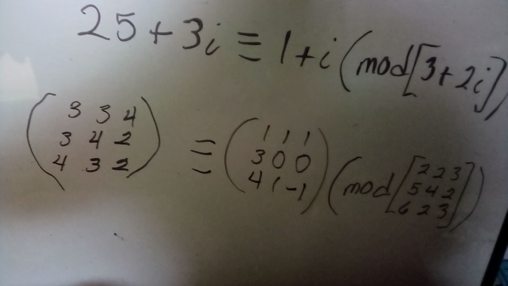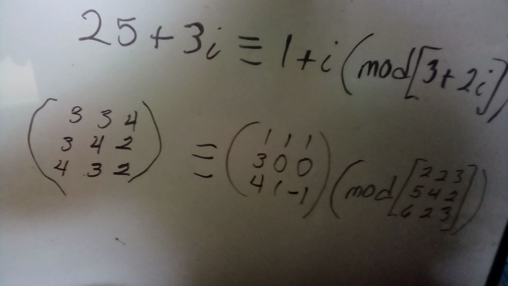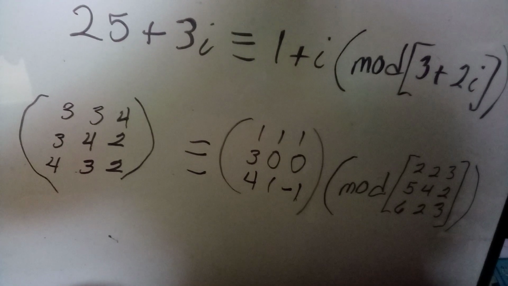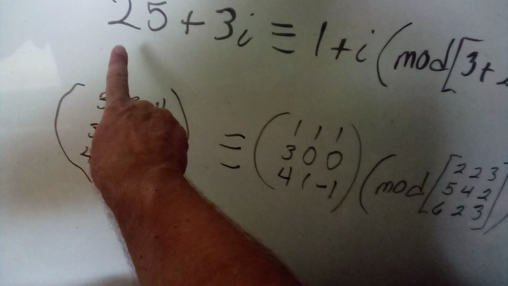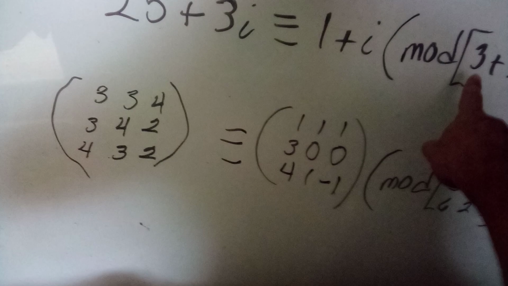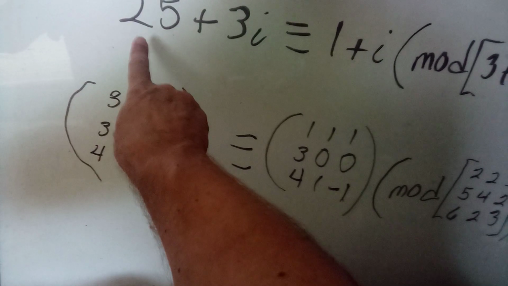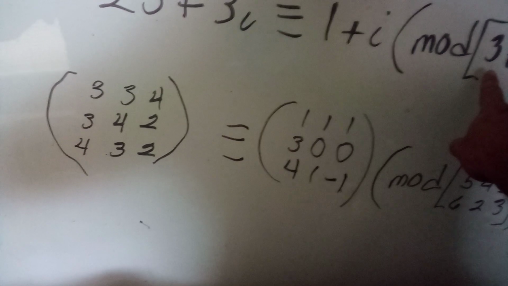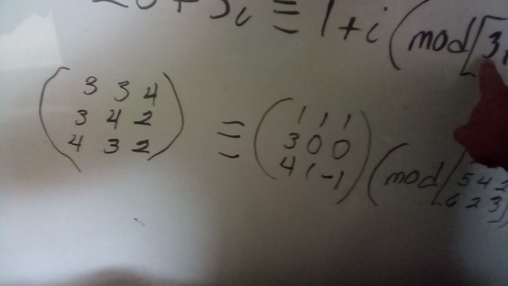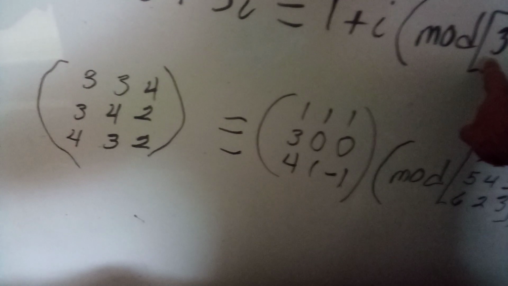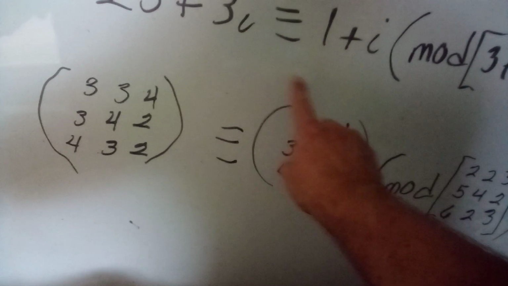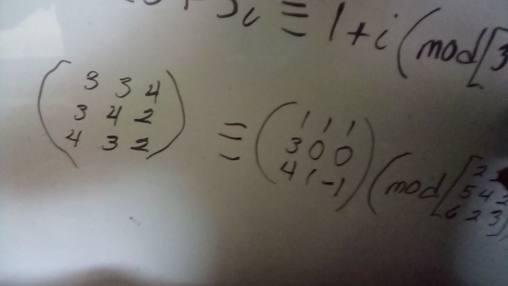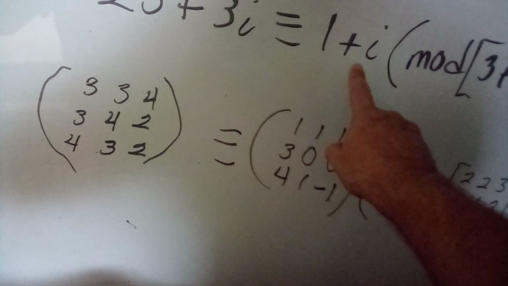Now, in cases like this, in the complex or hypercomplex cases, we take each corresponding part to the corresponding part in the modulus. So in other words, this 25 is real, so we find the remainder when divided by 3, that gives us 1. Then we go to the imaginary part. The 3 over the 2 gives us, once again, 1, but this time 1i.